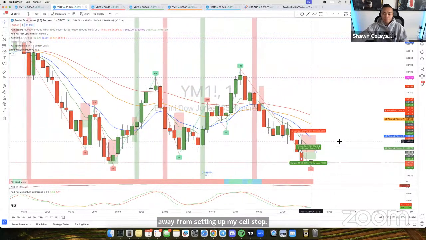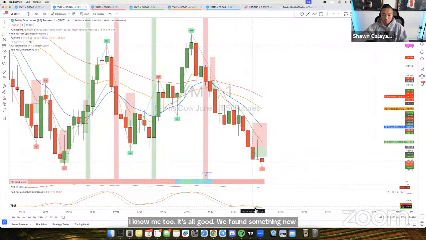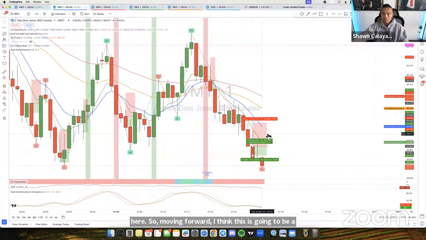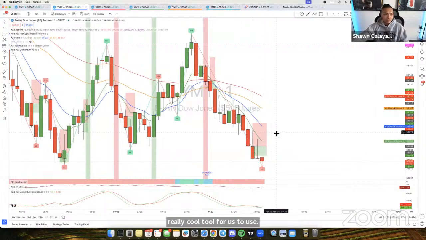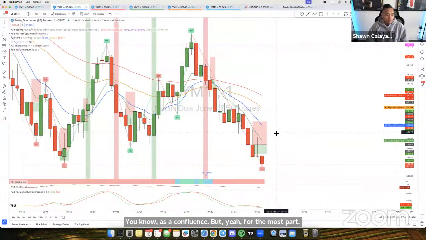We found something new here. So moving forward, I think this is going to be a really cool tool for us to use as a confluence. But yeah, for the most part, I think here looks pretty solid overall. I mean, we might get another one. So we might get another retracement here, and then it might, yeah, exactly.